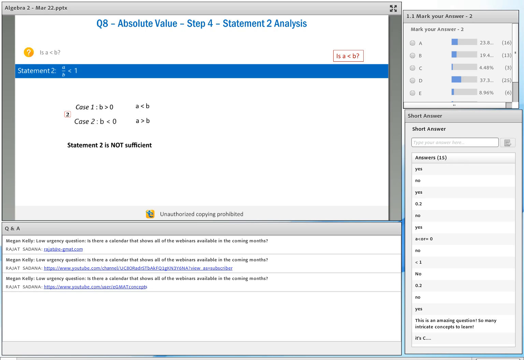So essentially, with statement 2, there are two possibilities that exist, that either B is greater than A or B is less than A. But the only possibility that doesn't exist is that B be equal to A. So again, statement 2 is not sufficient.